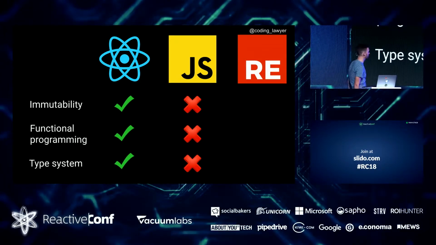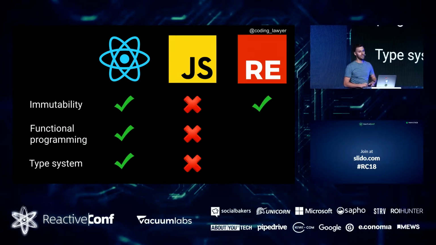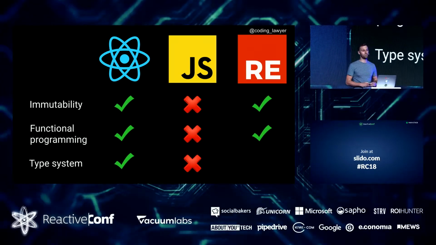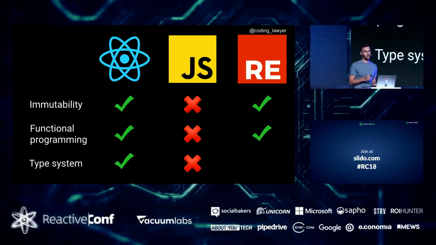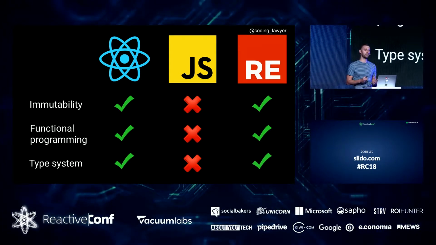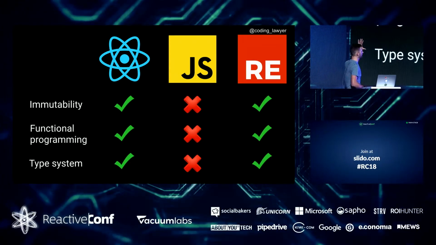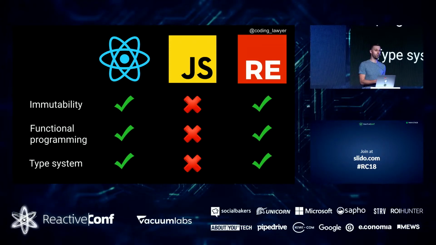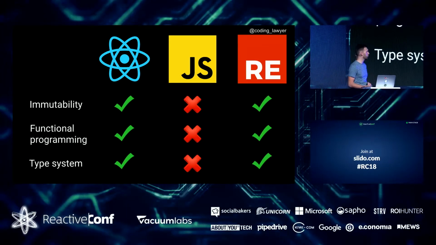Fortunately, there's ReasonML. Immutability. In Reason, we have immutability out of the box. Functional programming. Reason is based on OCaml, a functional programming language. Type system. Reason has a strong type system. So if you take a look at our chart again, you can see that Reason is more compatible with React than JavaScript. So what's Reason?